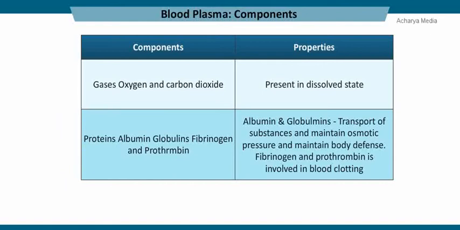Proteins present in blood plasma. Albumin is a major protein. It helps in the transport of some substances and maintenance of osmotic pressure of the blood. Globulins participate in the transport of substances, defense reaction of the body, and in maintenance of osmotic pressure. Fibrinogen and prothrombin are blood proteins that help in the clotting of blood when the blood vessel is injured.